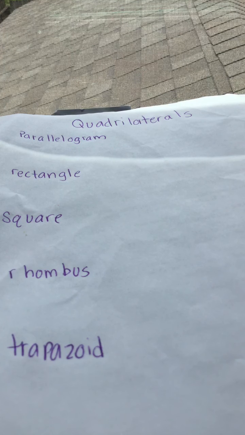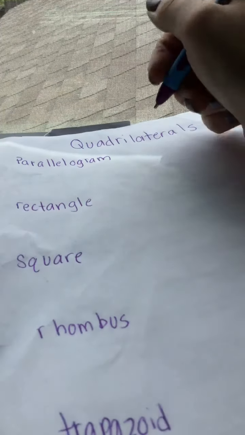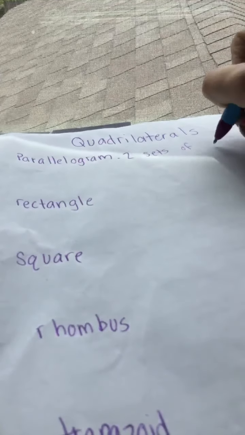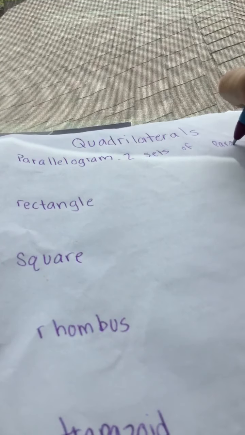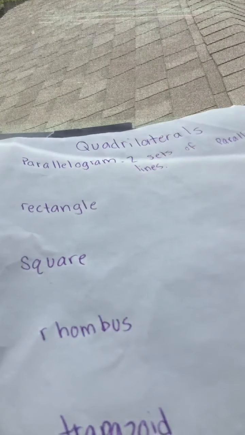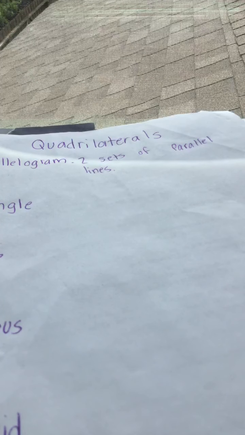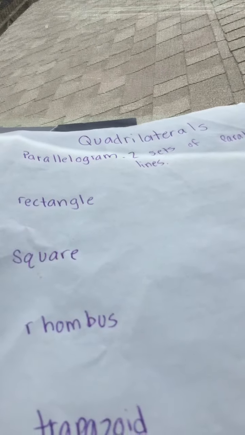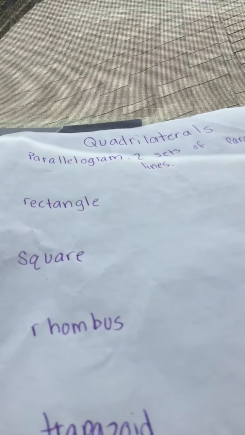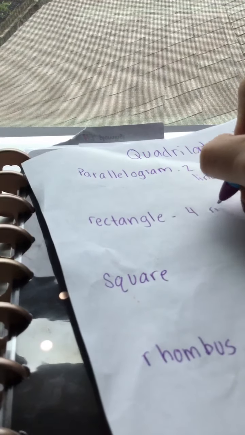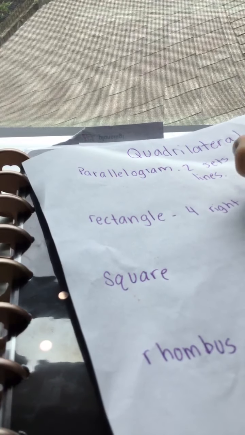So the key to it being a parallelogram is it has two sets of parallel lines. So that's the only thing that makes it a parallelogram. It doesn't have to have any other qualities except for two sets of parallel lines. Parallelogram. Now, next part, rectangle. Rectangle has four right angles.